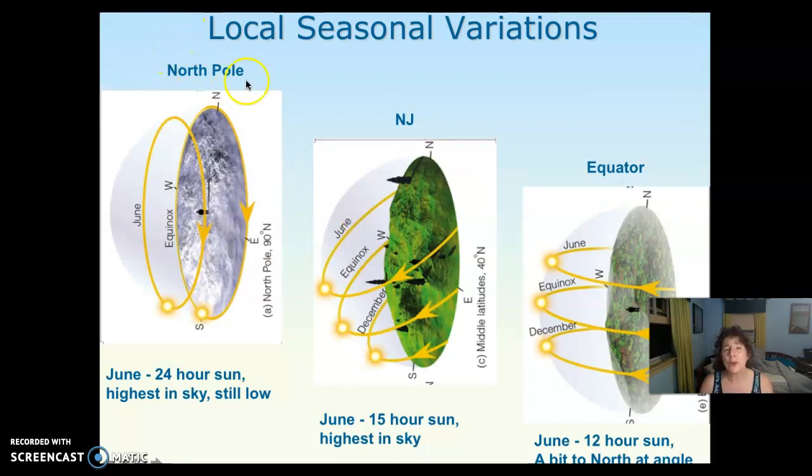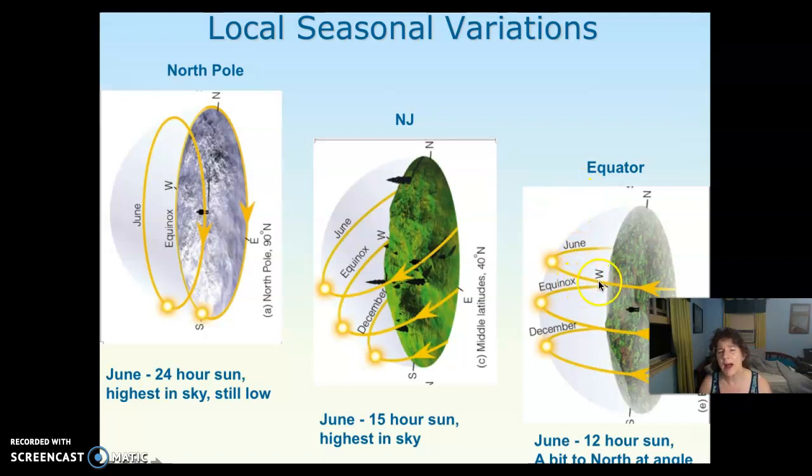If we were looking at the North Pole instead, what you would find is that the sun does not set in June. There's 24 hours of daylight in June, and the sun is very low in the sky at the equinox. At the December solstice, at the winter solstice, there is no sun at the North Pole at all. So you can imagine there's not much transfer of energy up there during the winter time at the North Pole.